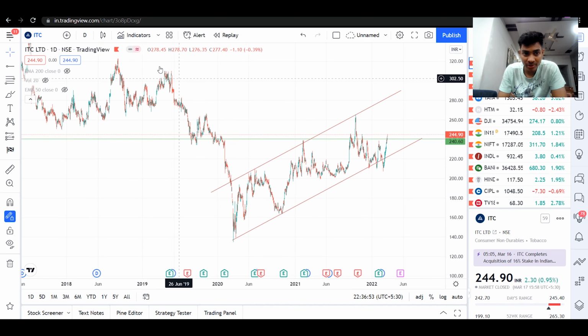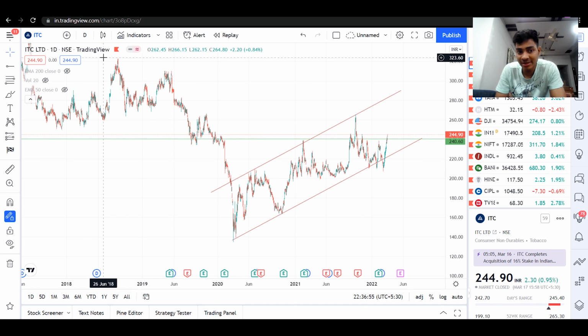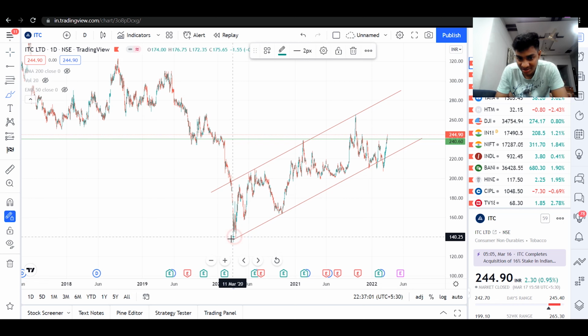So going to TradingView, the chart shown here is of ITC in a daily time frame. What I have done here is simply joined the first support along with the second point of the support, and automatically I got the third one. Similarly, I have joined the first resistance point with the next one, and similarly I have got the third one.